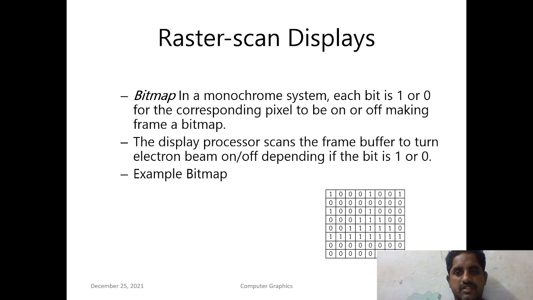Bitmap is a monochrome system. Each bit is 1 or 0 for the corresponding pixel to be on or off, making the frame a bitmap. The display processor scans the frame buffer to turn the electron beam on or off depending on whether the bit is 1 or 0. This is an example of a bitmap. We only use 1s and 0s.